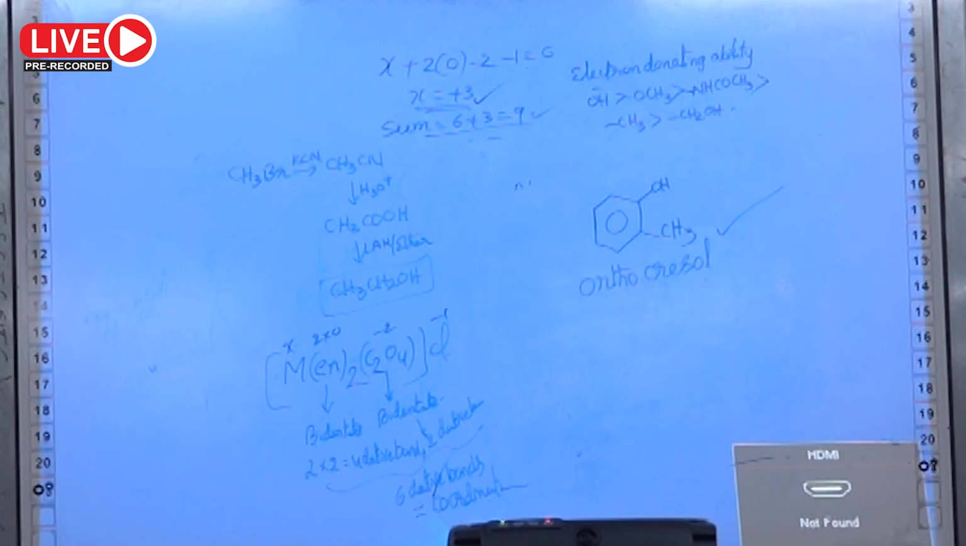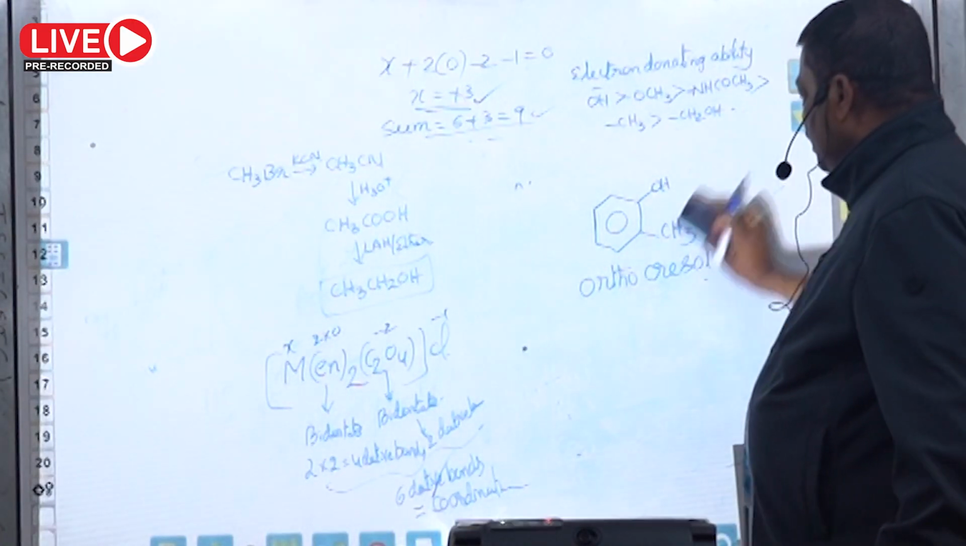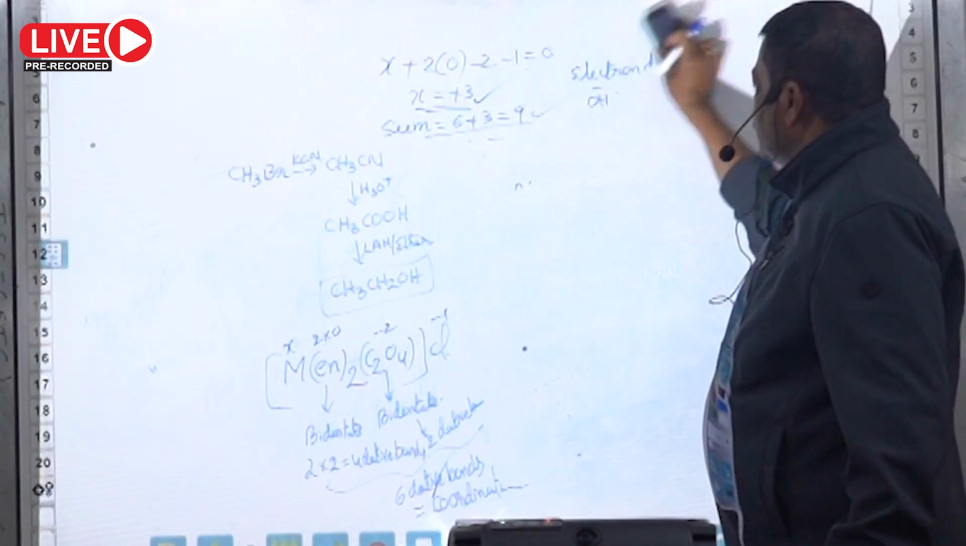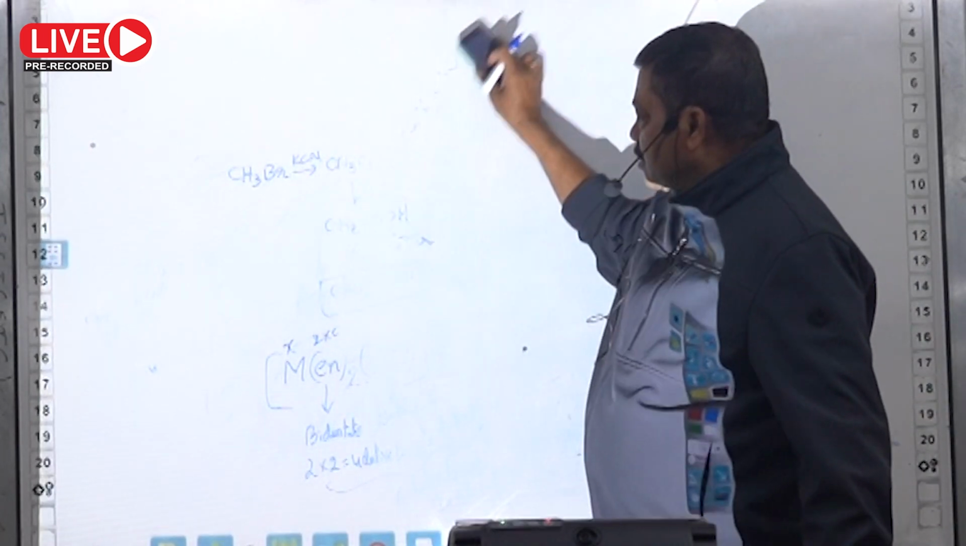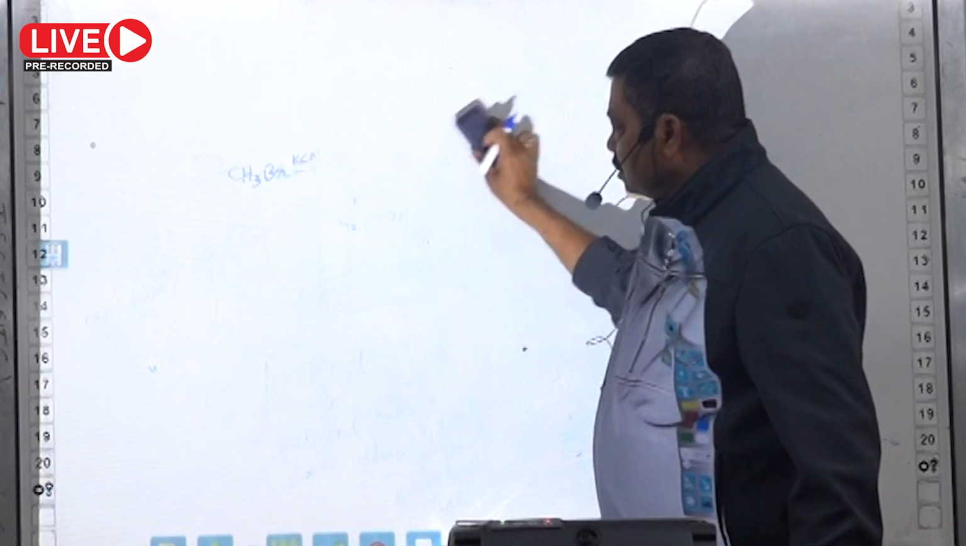So based on this, orthocresol, OH and CH3 side by side is called orthocresol. So this has the highest electron donating groups. So that one is the most reactive one compared to others.